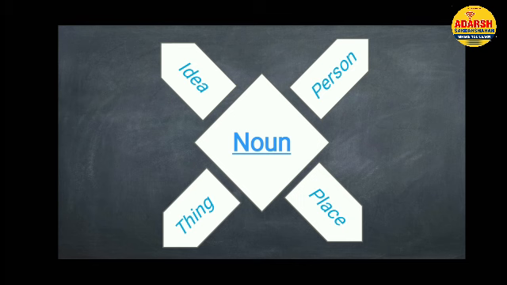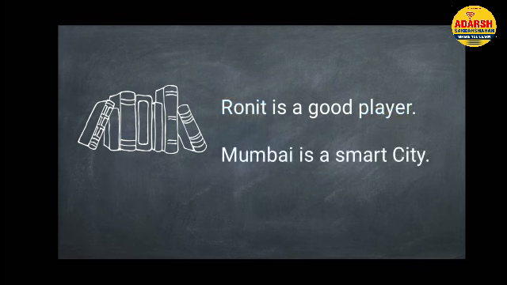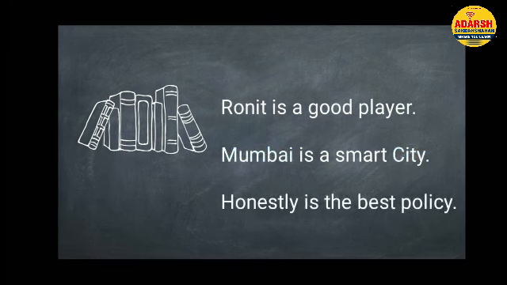Let's look into sentence examples where nouns are being used. Ronit is a good player. Here, Ronit and player both come in the category of person, so they are nouns. Let's look at another example. Mumbai is a smart city. Here, Mumbai and city both come in the category of place, so they both are nouns. Let's have another example. Honesty is the best policy. Here, honesty and policy both come in the category of idea, so they are nouns.